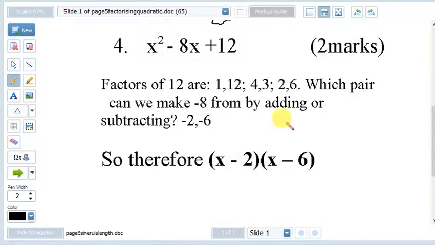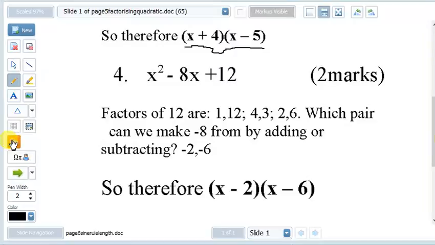Okay, so last one of these, and what we're after is two numbers that times together to give plus 12 and add together to give minus 8. So the factors first of all are of 12, so it's two numbers that times together to give 12. So 1 times 12 is 12, 4 times 3, and 2 times 6. So which pair of these numbers can we make positive 12 from and add together to give negative 8?